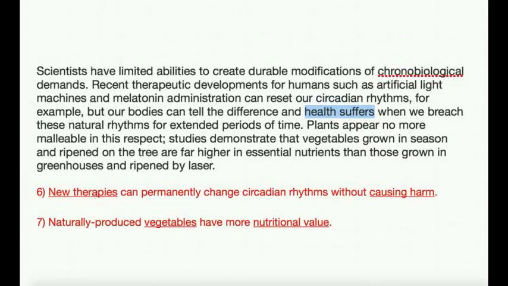So new therapies can permanently change circadian rhythms without causing harm. Well, that's actually wrong. New therapies can change them, they can reset them. However, it does cause harm. This says without causing harm. So the information in the paragraph contradicts what is in this statement, because it does cause harm. So the answer is false.